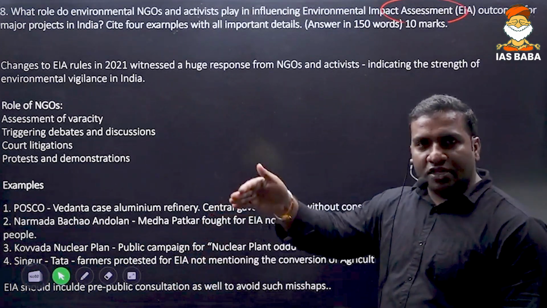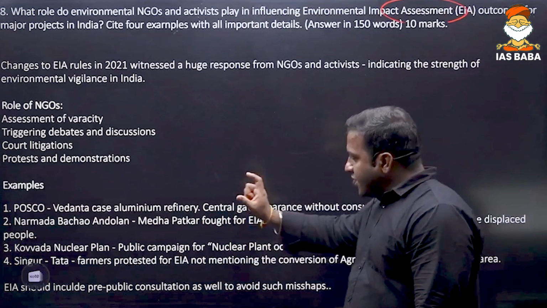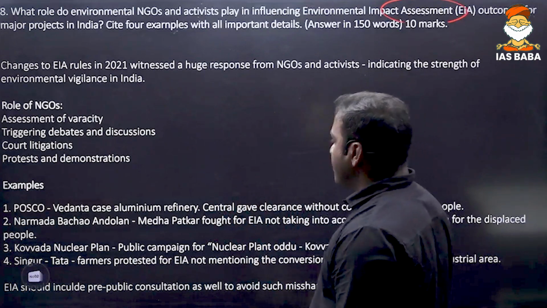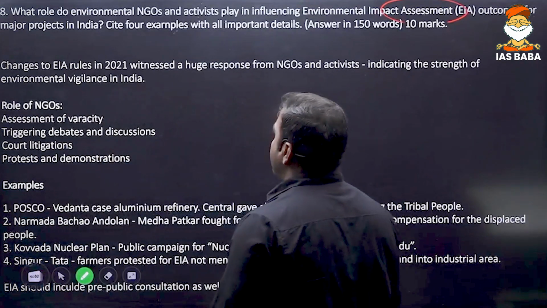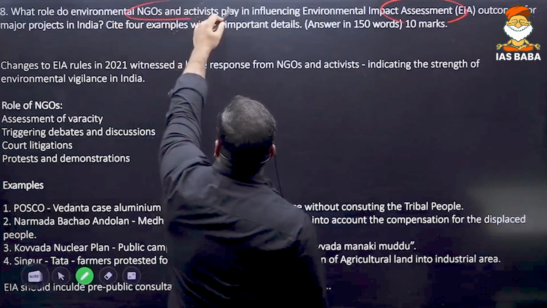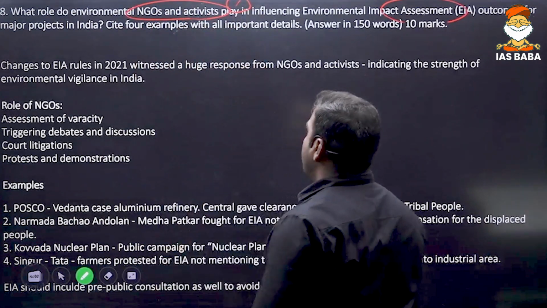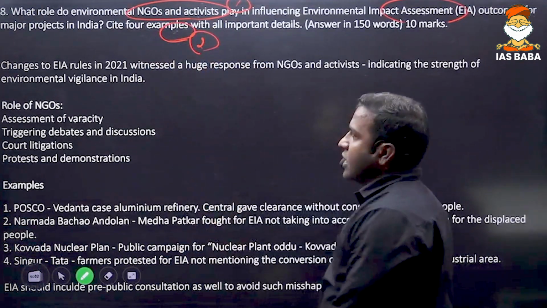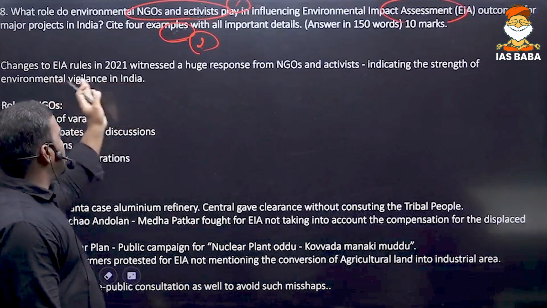Hence you are compensating with, say, some 5 more examples. Again, write 4 and explain them properly, what the case was. Yes. First demand of the question: what role do environmental NGOs and activists play on influencing environmental impact assessment outcomes? And cite 4 examples. Now, we'll introduce with the changes in the environmental impact assessment 2021.